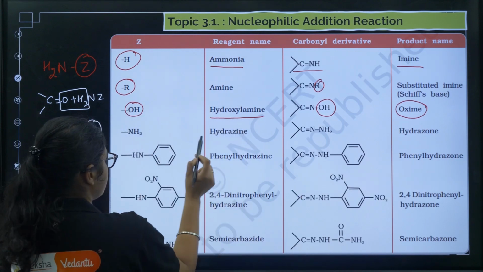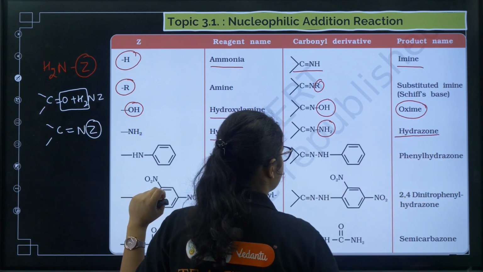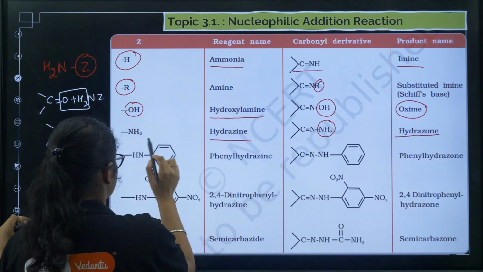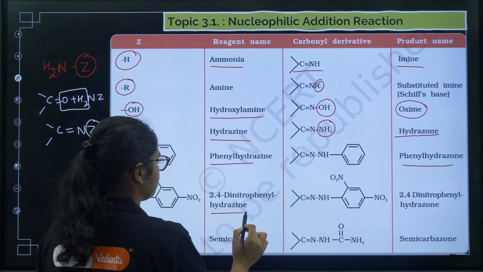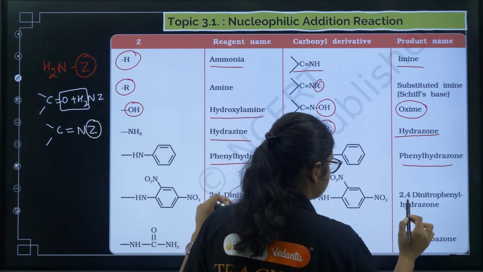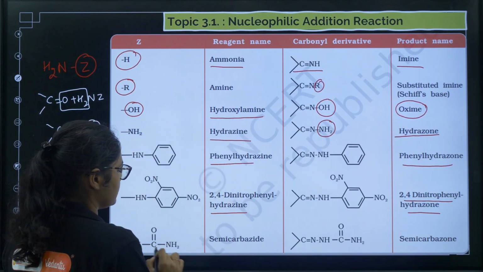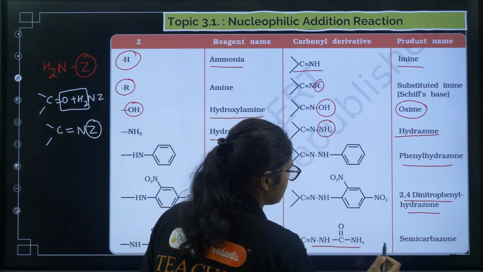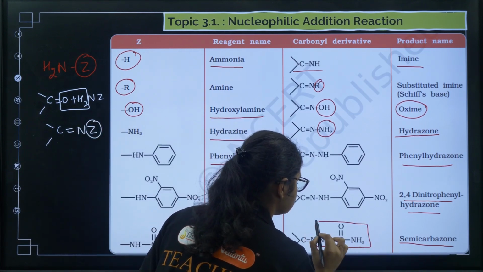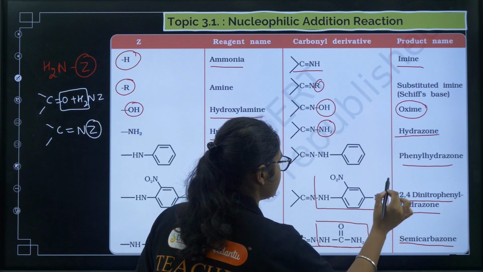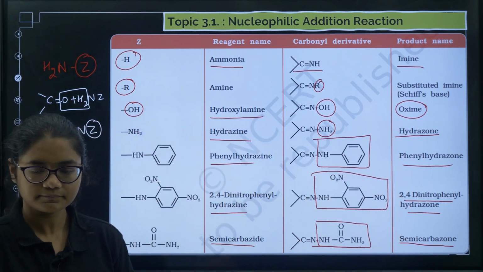Next, if you have NH2, this is called hydrazine. This Z is replaced with NH2 and we will get hydrazone. Next, if you have phenylhydrazine, we'll get phenylhydrazone. Next, you have 2,4-DNP, dinitrophenylhydrazine. This will give you 2,4-dinitrophenylhydrazone. Then if you have NHCONH2, semicarbazide, this one will give you semicarbazone. This part is Z, again this part is Z, then you have this as Z here, right?